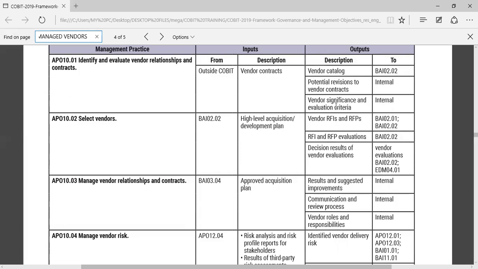Then we use that to create the request for information and request for proposal, and the request for information and request for proposal evaluations, decision results after we have done vendor evaluation. All these are information that we need. All right, APO 10.03, we need an approved acquisition plan, which we use to produce results and suggested improvements, communication and review process, vendor roles and responsibility.